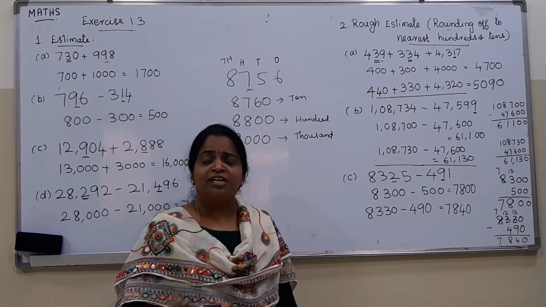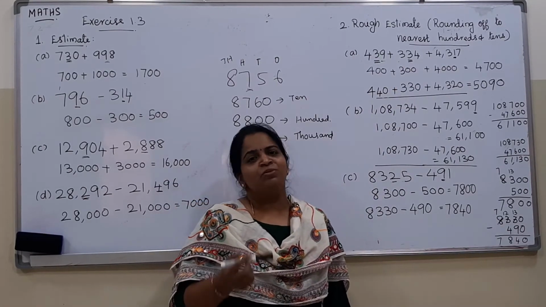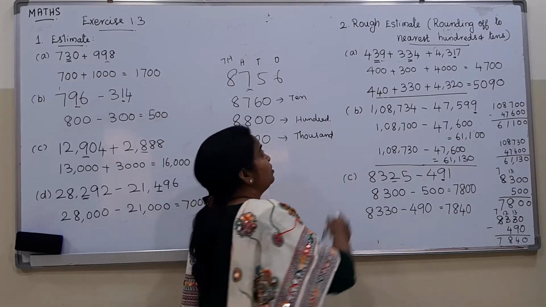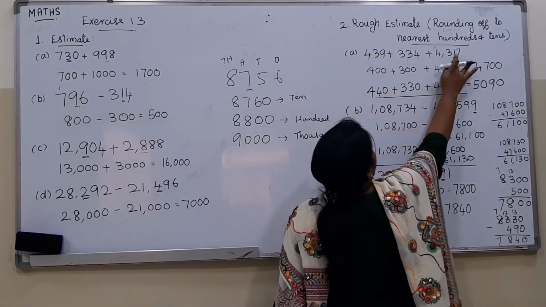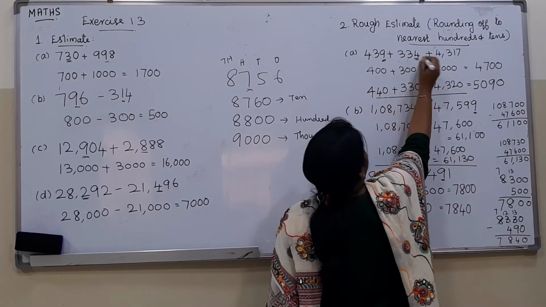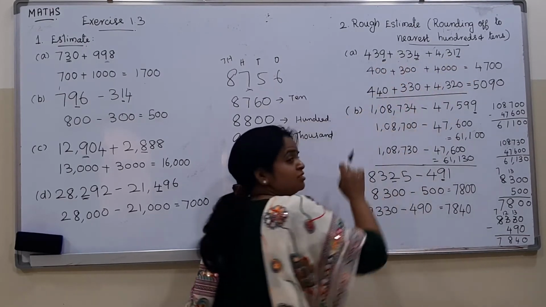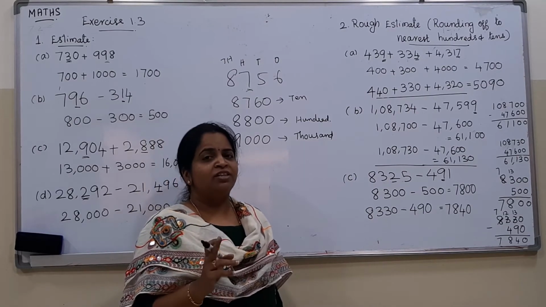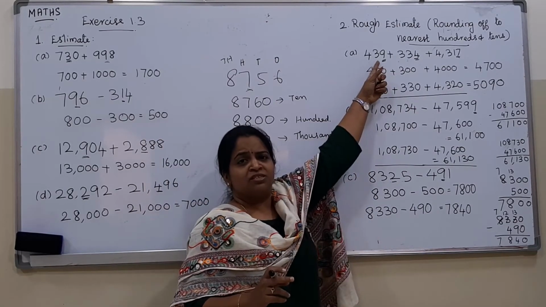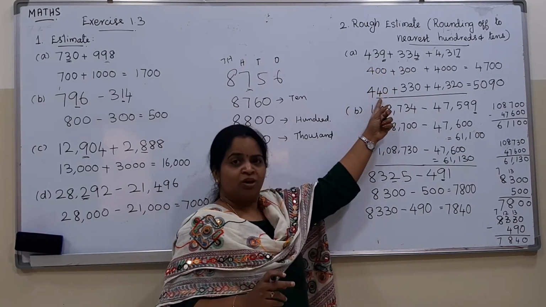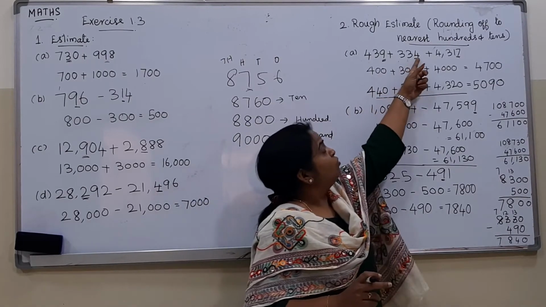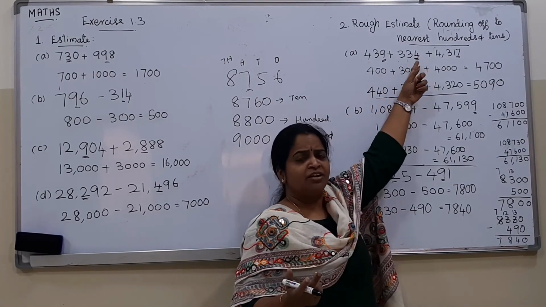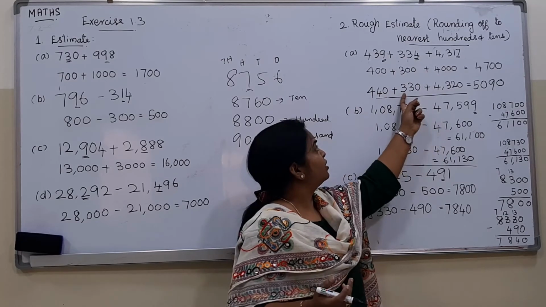How will you do? Tens means you have to check the number in the ones place. What are the number in the ones place? So 9. 9 is more than 5. What we have to do? You have to add 1 with the number in the tens place. So 440. Okay. Here 4. You don't have to add any number. It is 330 itself. You have to write.